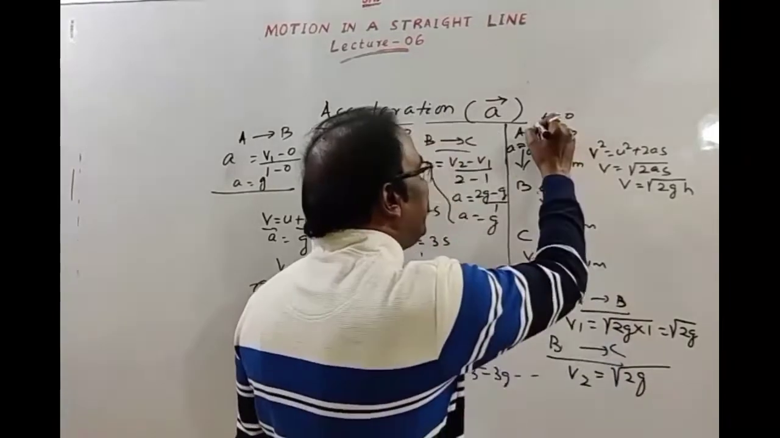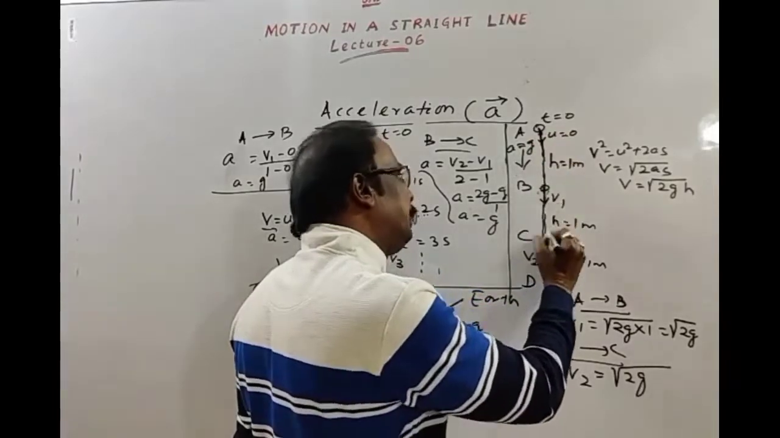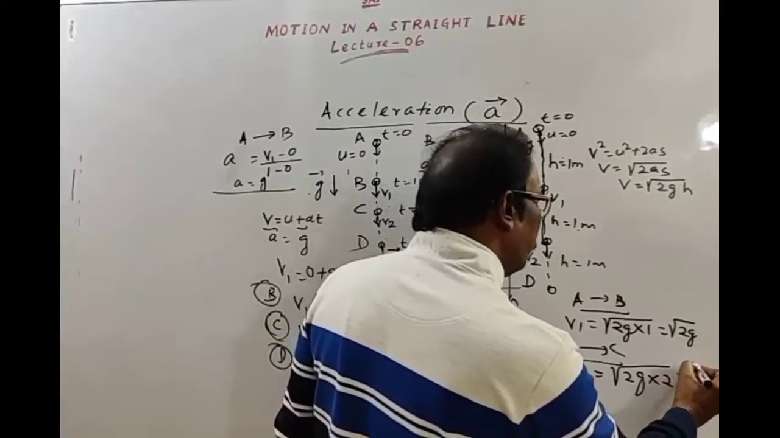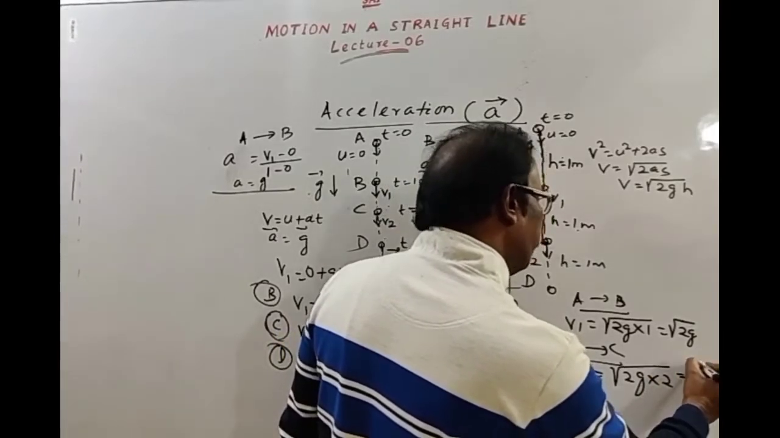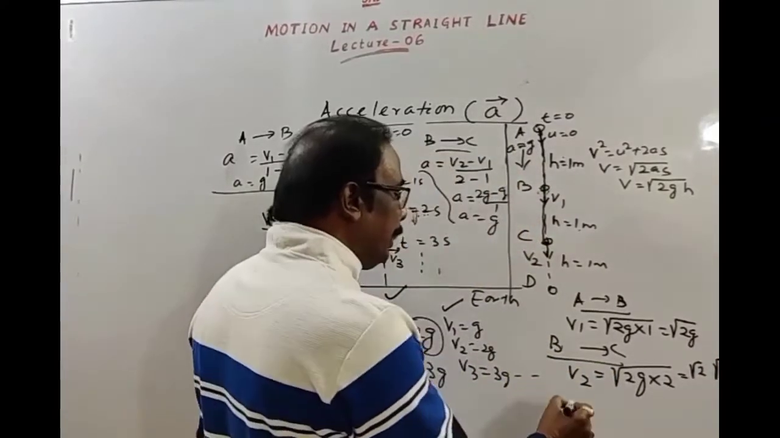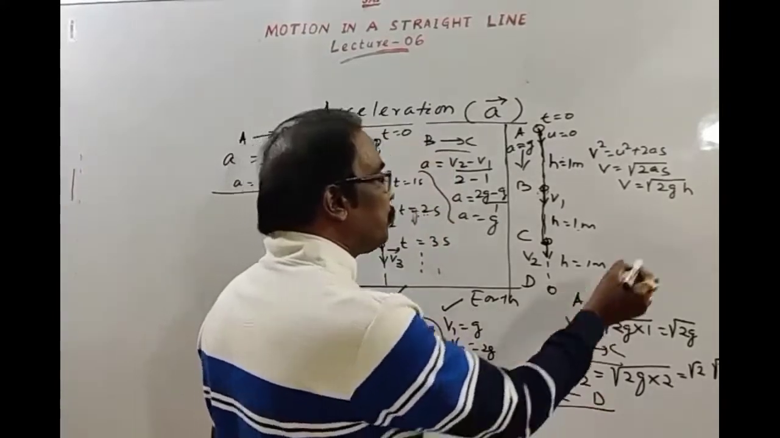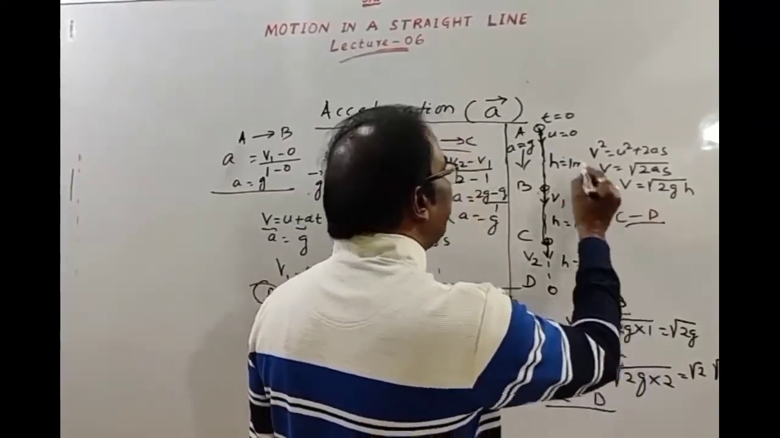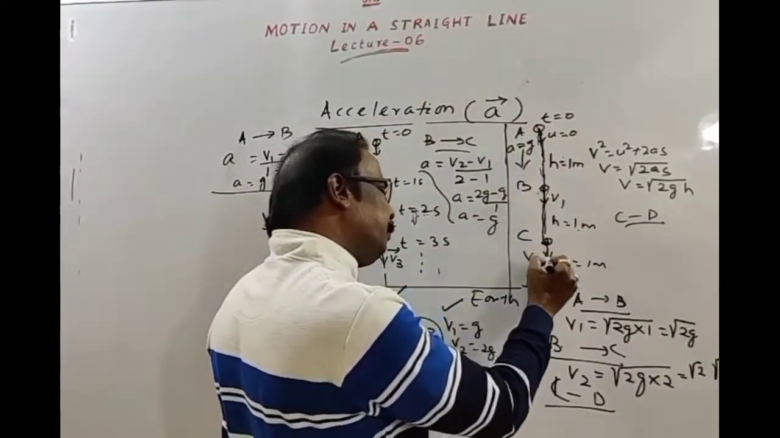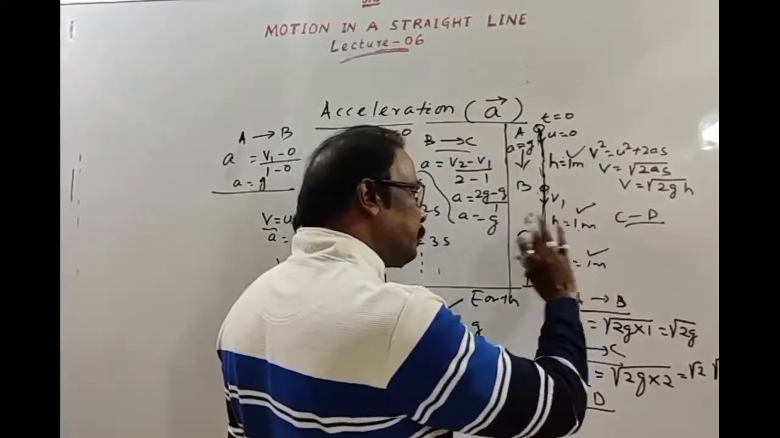2g, but here the distance traveled or displacement of the body is from A to C, 1 meter plus 1 meter is 2 meter. So this will come √2 times of square root of 2g. Then from C to D, see students, I am writing here from C to D, to reach position D, the total displacement of the body in vertically downward direction is 1 meter plus 1 meter plus 1 meter, means 3 meter.